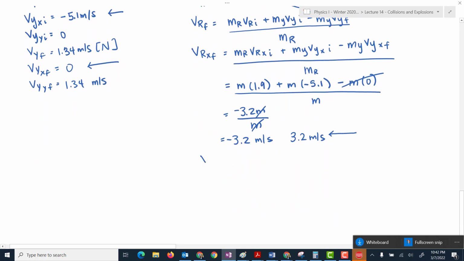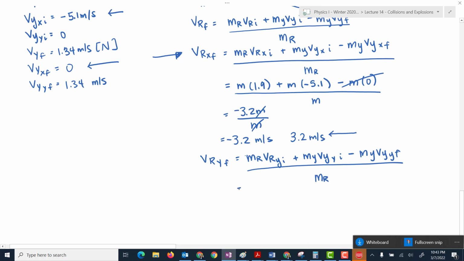So I have V_Ry final equals, so I'm using the same equation over here. I'm just changing everything to y's instead of x's. Mass of the red, velocity of the red ball, y initial, plus mass of the y, velocity of the y in the y direction, initial, minus mass of the y, velocity of the yellow ball, y direction, final, over mass of the red. Okay, so the masses are all just m's.